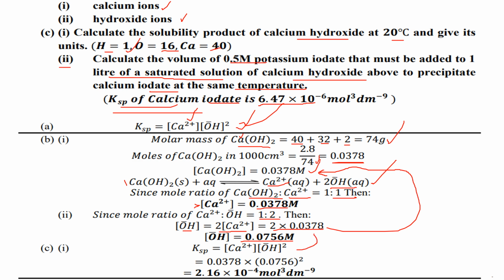Now in part C, we are going to calculate the solubility product of calcium hydroxide. So you have to write the expression first of all. After writing the expression, we substitute the required values. After substituting the required values, you are going to end up with 2.16 exponential negative 4. And then we also calculate the SI units.